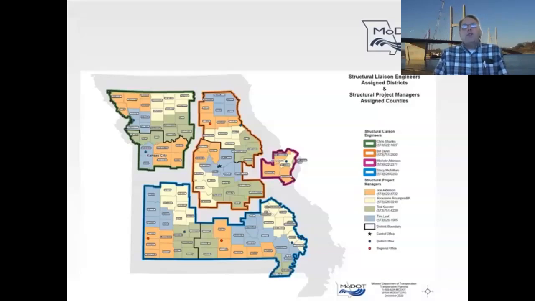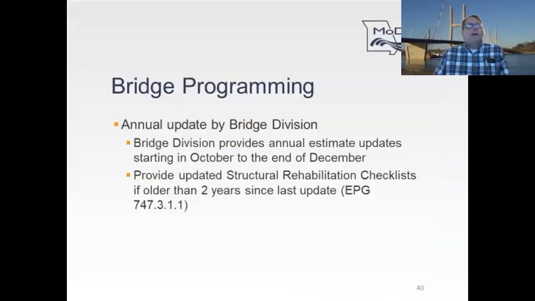So if you're scoping your project, we still ask you to contact your structural liaison engineer. And I'm sure if you're in the district, you know who is assigned to your district. Our structural liaison engineers do handle consultant contracts throughout as they share workload. But when you ask for an estimate, copy your structural project manager, if it's in that county, and our structural resource manager, David Hagemeyer. So what do we need from you if you want an estimate?